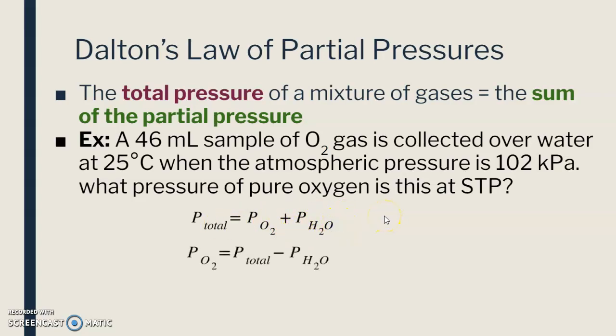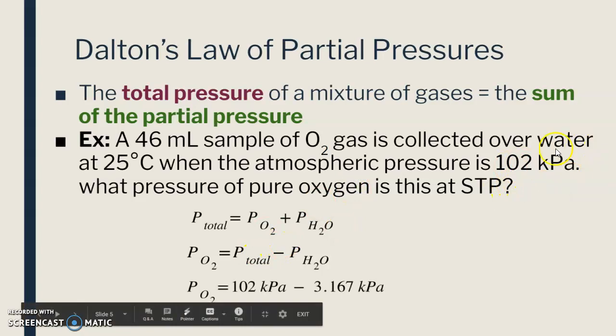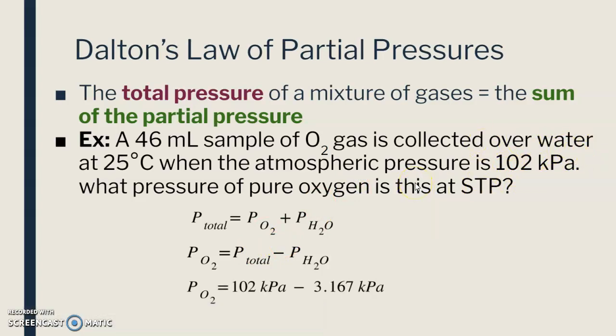We have this equation: P2 is equal to the total minus the partial pressure of water. Okay, and so we're going to plug in that information. The 102, which is our total pressure provided in the equation, minus 3.167 kilopascal.